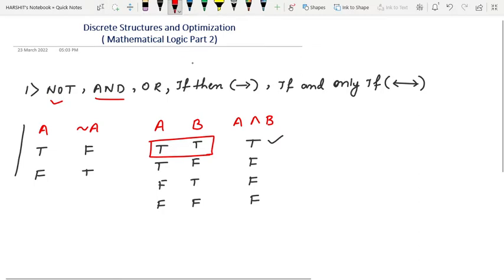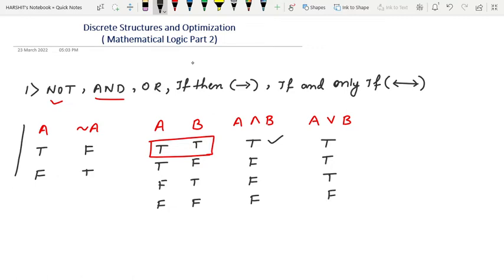Then the third one is OR. Here I am writing OR for both these inputs. So I can write A or B. You know that OR is denoted by the V shape. So this is the symbol of OR. In OR, if any of the inputs is true, then the resultant will be true. Here both the values are true, so obviously the value will be true. Then here one of the inputs is true, so the value will be true. Here one of the inputs is true, so the value will be true. And here, as you can see, both inputs are false, so the resultant will be false.